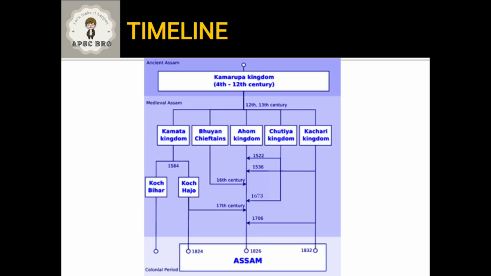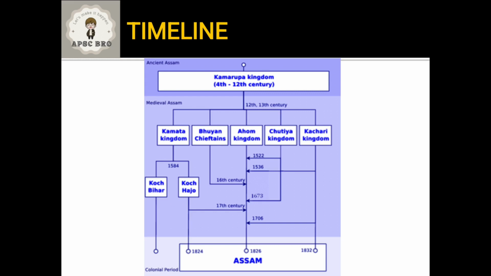Just for a quick revision, medieval Assam is from the 12th to 13th century up till the advent of British rule in Assam, right? We have already done the Kamata Kingdom, we had done the Bhuya Chieftains, we had done the Khen Dynasty. So today we'll be doing the Koch Dynasty.